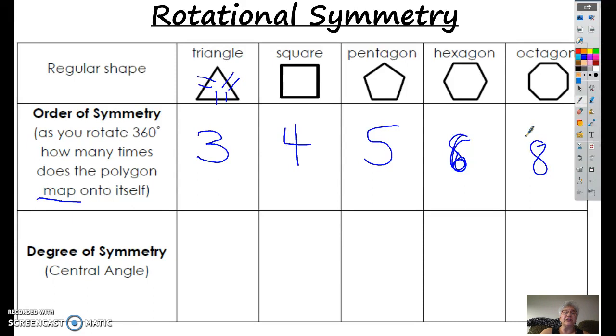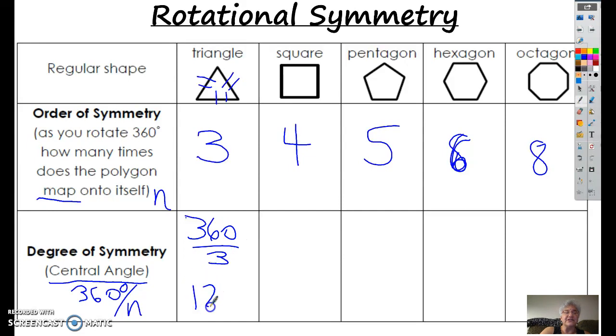The degree of symmetry is going to be 360 degrees divided by the order of symmetry, because that's what gives us the central angle. So 360 divided by n, and we'll let our order of symmetry basically be n. So for a triangle, 360 divided by 3 is a degree of symmetry of 120 degrees.